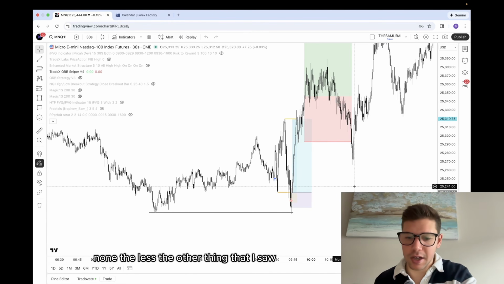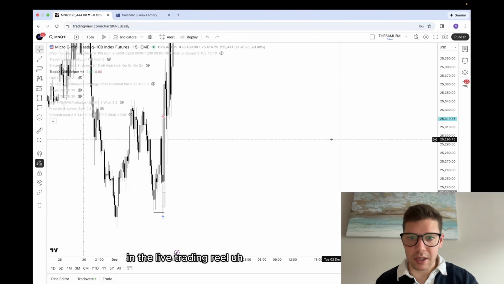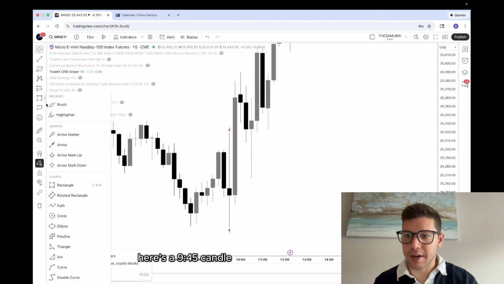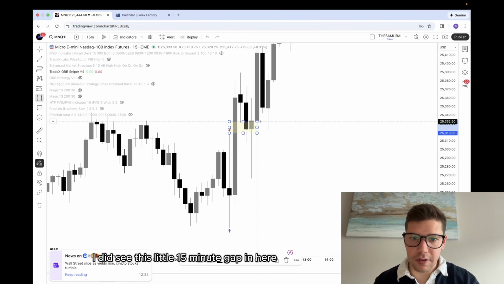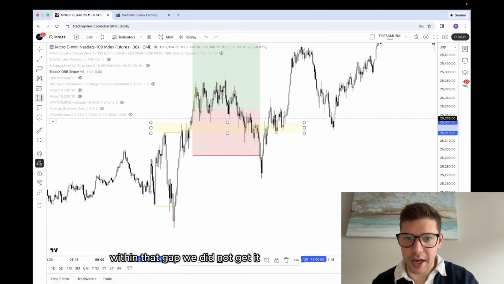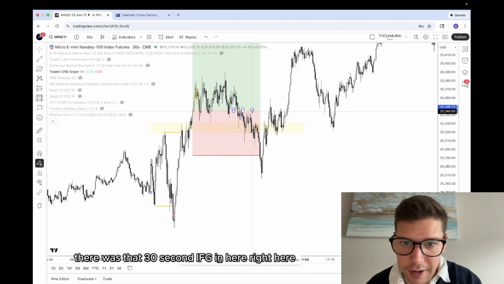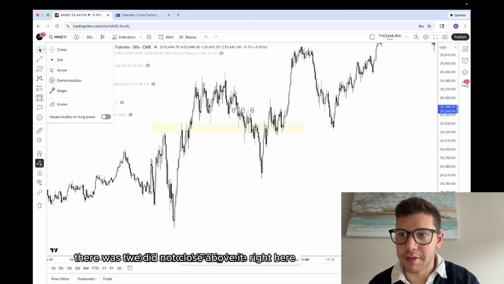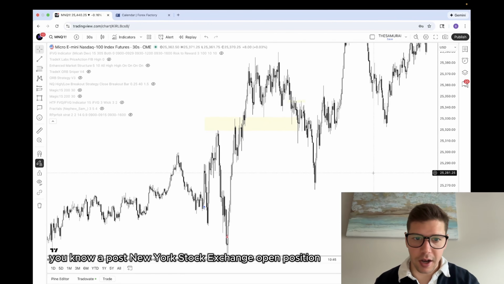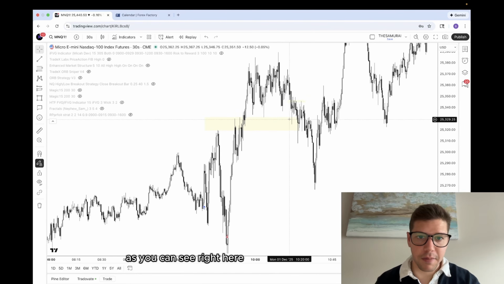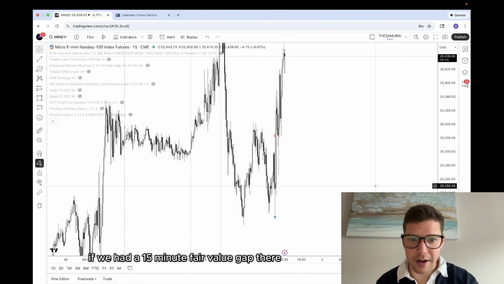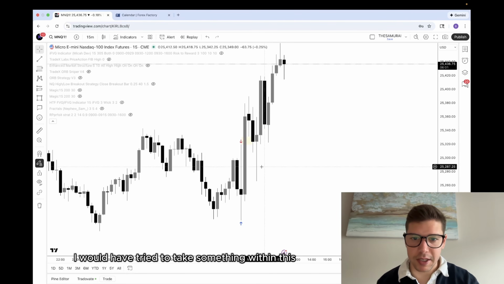Nonetheless, the other thing that I saw, and you will also see this in the live trading reel, is the 15-minute chart right after the open, here's a 9:45 candle. I did see this little 15-minute gap in here, and I was looking for 30-second confirmation within that gap. We did not get it. There was that 30-second IFVG in here, but we did not close above it. We did not get in post New York Stock Exchange open position for IFVGs. However, as you can see right here, market did manipulate lower into this. If we had a 15-minute fair value gap there, I would have tried to take something within this.